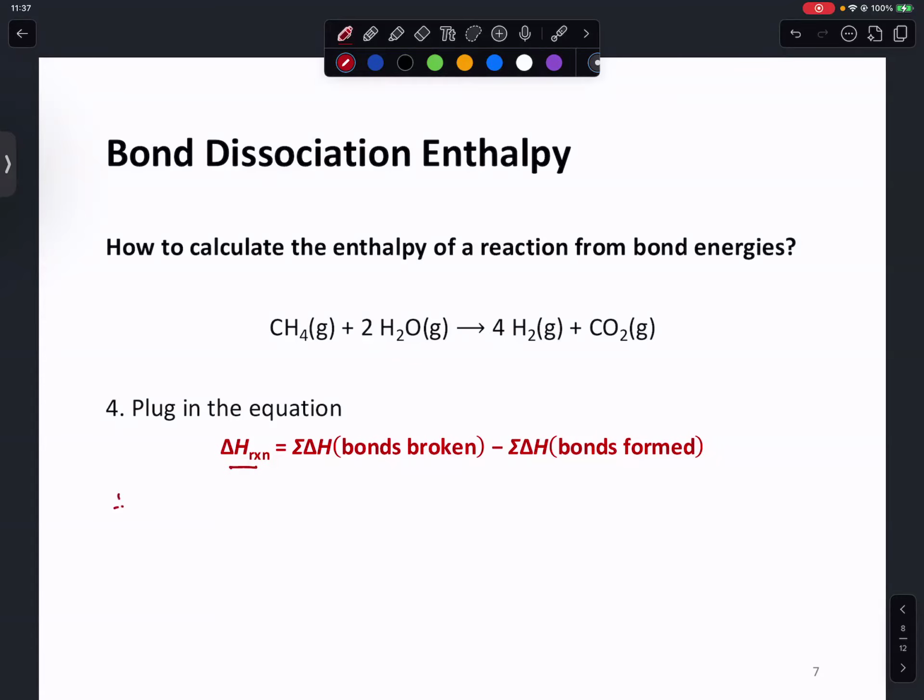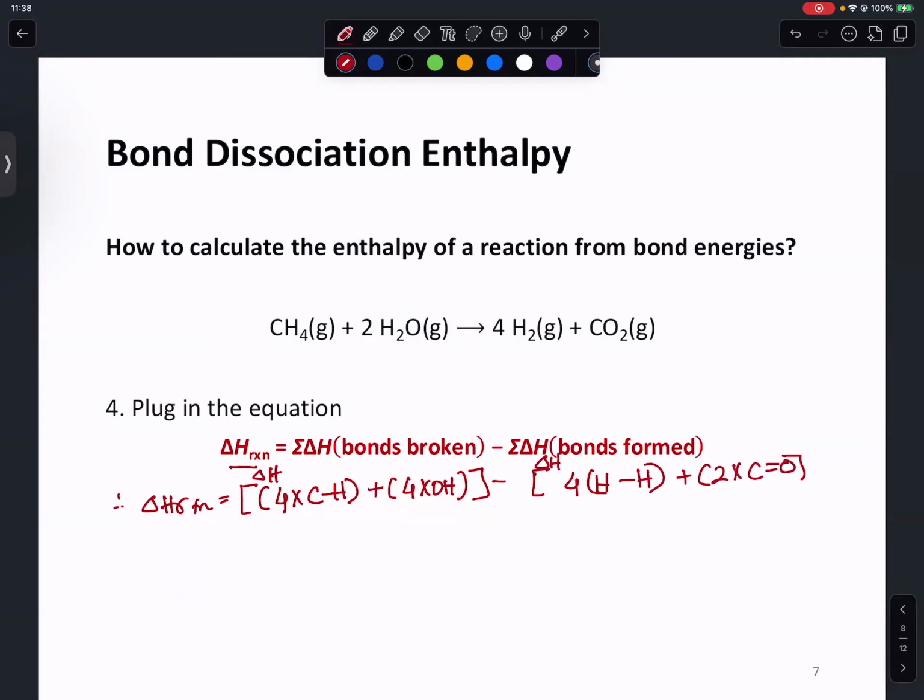Okay, therefore, I'm going to say that delta H reaction equals the sum of the 4 CH bonds plus the 4 OH bonds, minus the sum of the enthalpy change of the 4 HH bonds plus 2 times CO bonds.